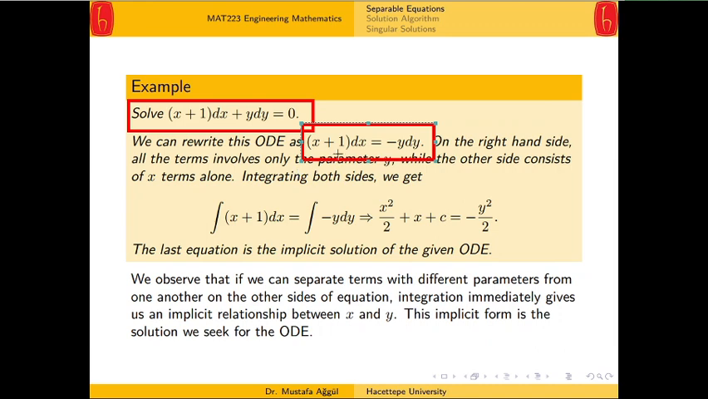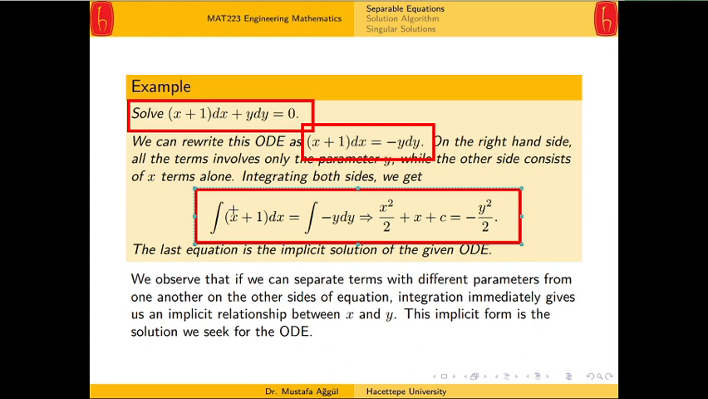Okay, so we can integrate both sides now. If you do that, we will see x squared divided by 2 plus x, plus a constant of integration, is equal to negative y squared divided by 4. Okay, so now we say this is the implicit solution of the given ODE.